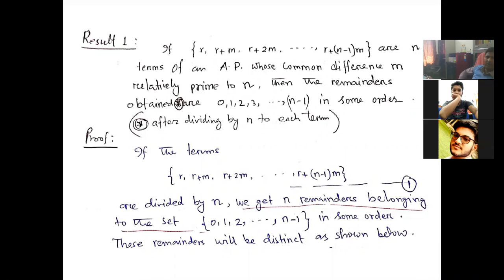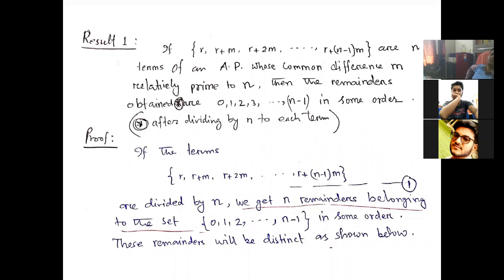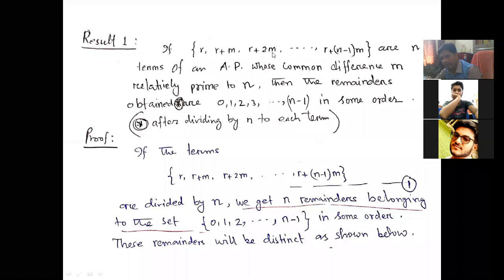Okay, if r, r plus m, r plus 2m, up to r plus (n minus 1)m are n terms of an AP whose common difference m is relatively prime to n, ये common difference m है, देखिए r plus m minus r equal to m, r plus 2m minus (r plus m) is m, so common difference is m. AP है, arithmetic progression की बात कर रहा है.